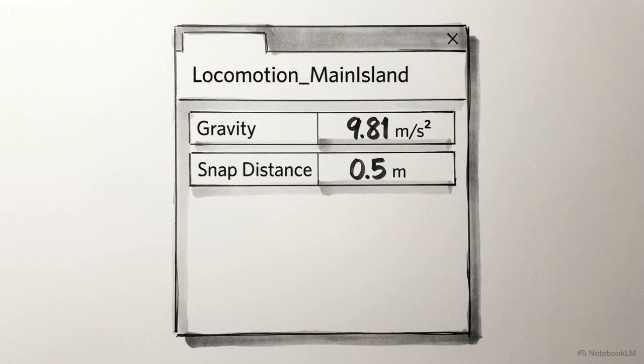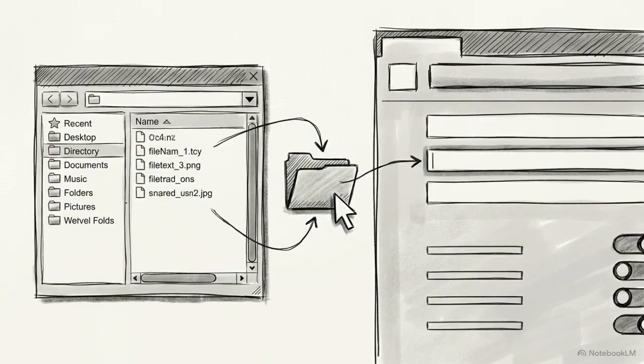Instead of typing gravity and snap distance values directly into the player script, we extract them into a single, centralized locomotion setting scriptable object. We create this configuration asset in our project folder and plug it directly into the locomotion setting slot on the player object.